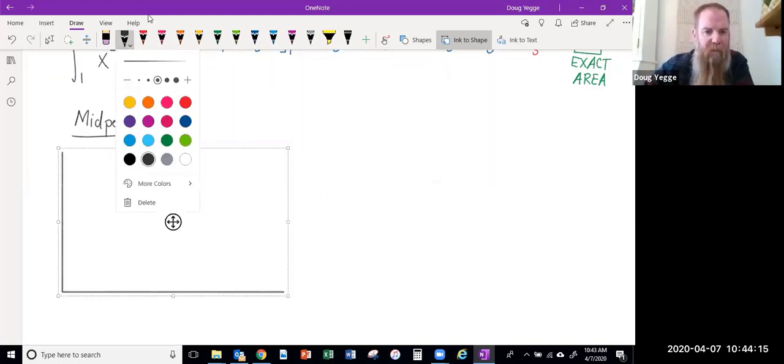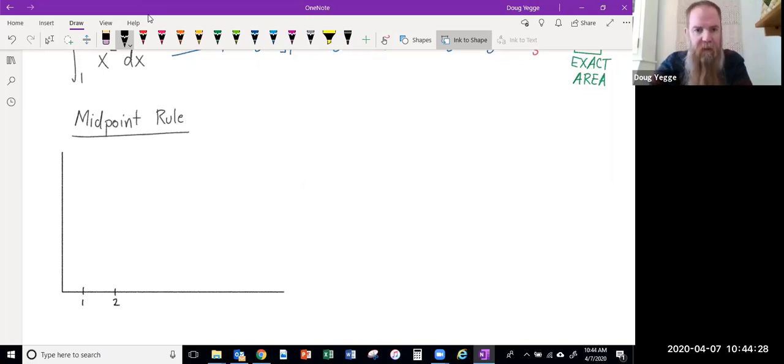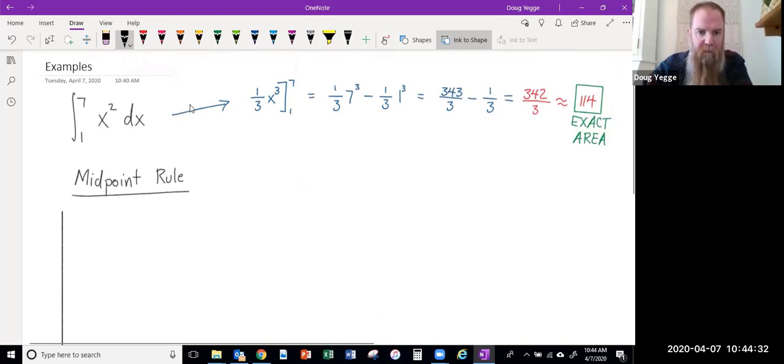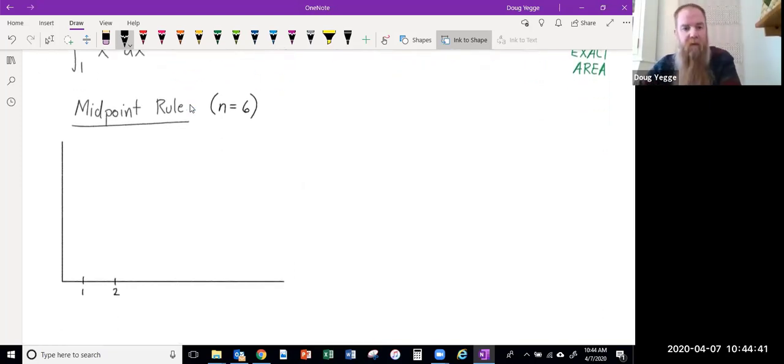And on this graph, we're going to plot some values. So we need to make sure that we're going from 1 to 7. Oh, I'm sorry, I should say that we're going to apply these rules where n is equal to 6. So from 1 to 7, we could see that each hash mark is going to be 1 unit away.